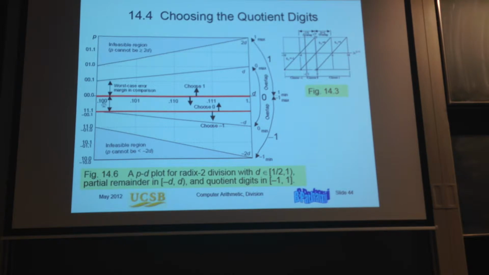Now, what I have, this is D, which is between 0.5 and 1. And this is the dynamic range for the shifted partial remainder. Because I start with a value within this dynamic range, the shifted partial remainder cannot go beyond these limits, initially, when this is close to 1.5. Then values in this area are not feasible.